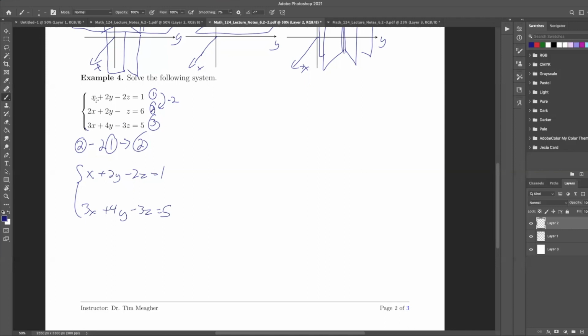So this is what we're going to do. Here we take these x. We're going to take -2 of this x and add it to this. So -2x plus 2x is 0, right? That's by design. -2 times 2y would be -4y. Add that to 2y, I get -2y. -2 times -2z will give me +4z. 4z plus -z gives me +3z. And then I'll have -2 added to 6, and that'll give me 4.